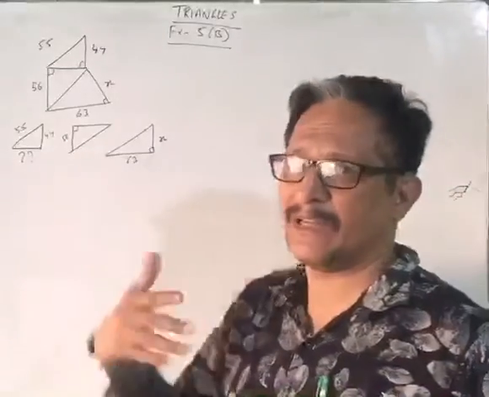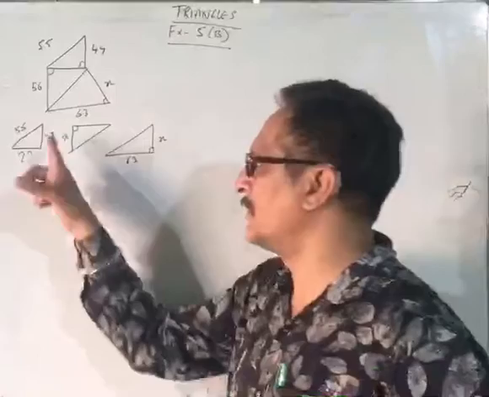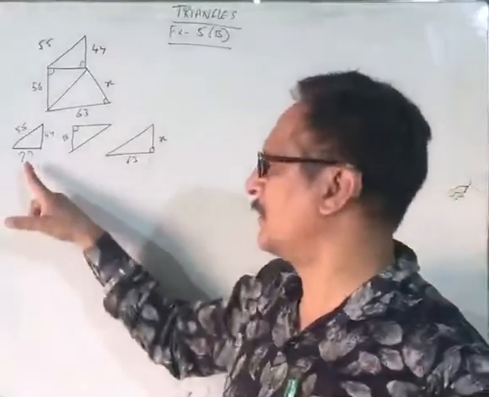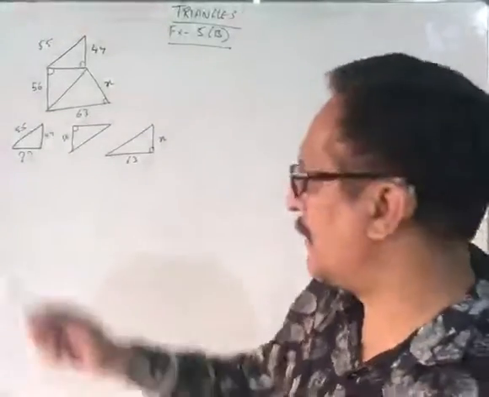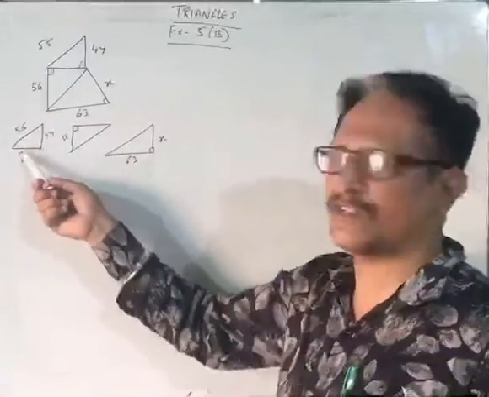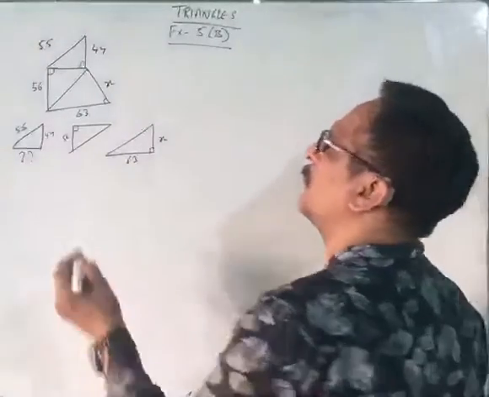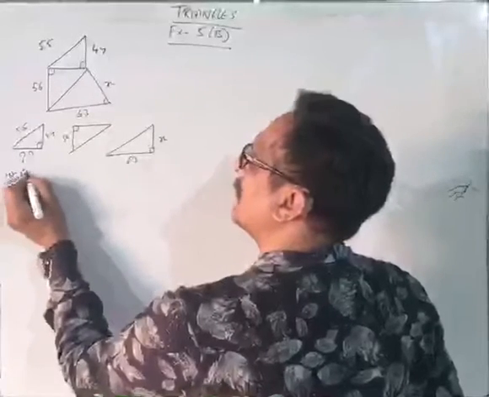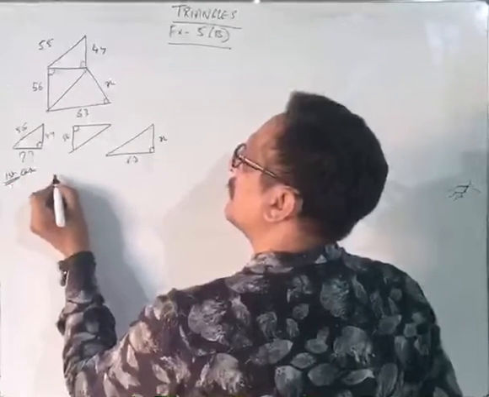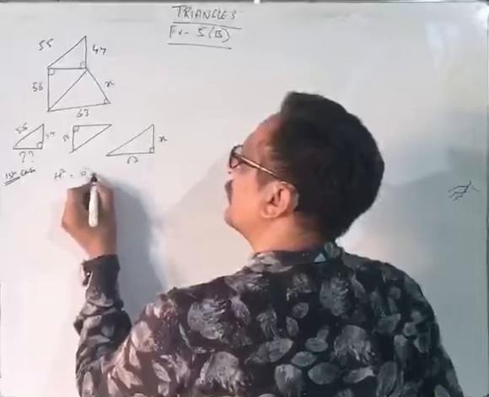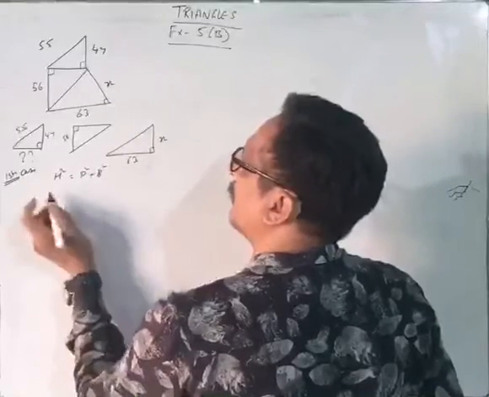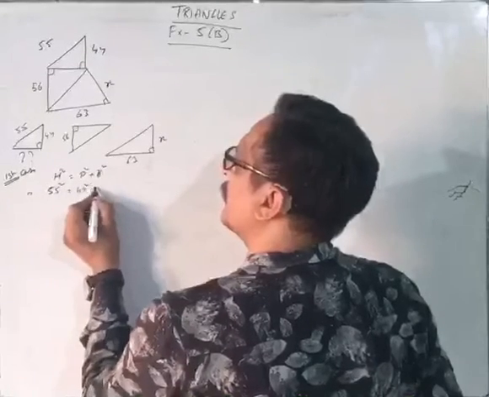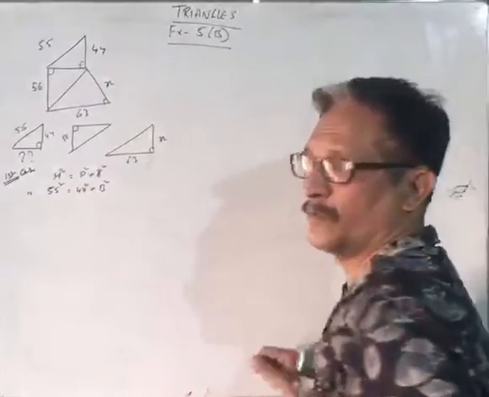Why can I say that? Because here two sides are given and the third side is unknown. So in this way you have to find the third side of this triangle. This is also a right angle triangle, so I have written here first case. In the first case, from Pythagoras theorem, this is your 55, this is your 44, and this is your base. So you have to find the base.